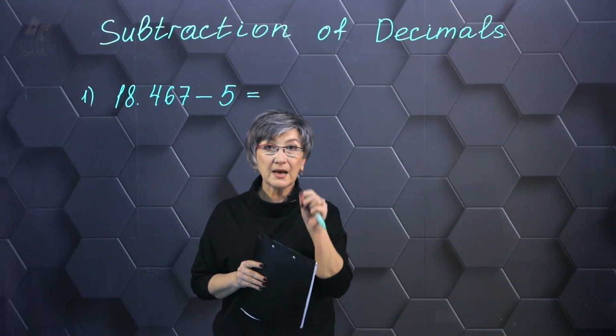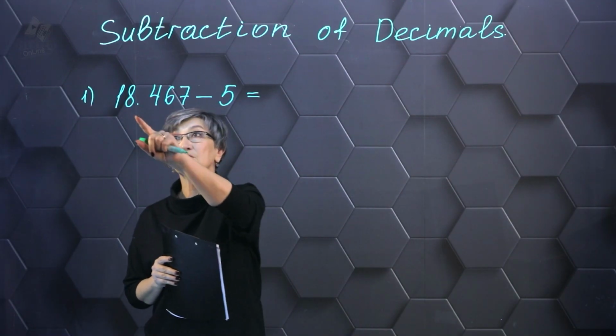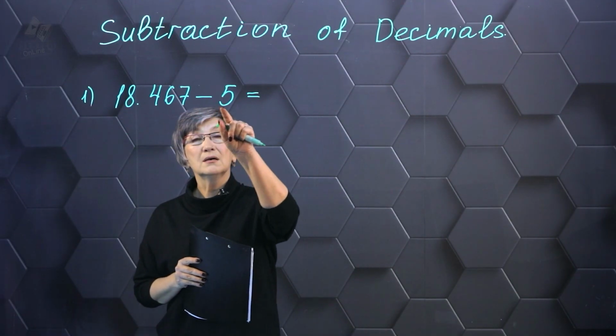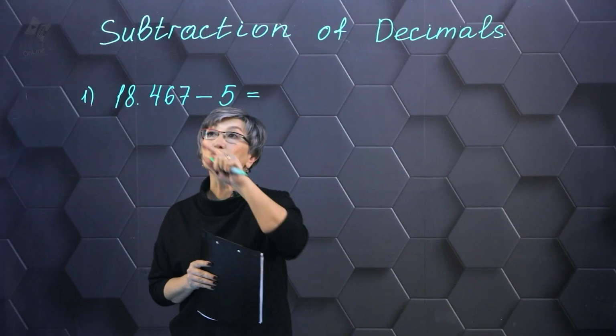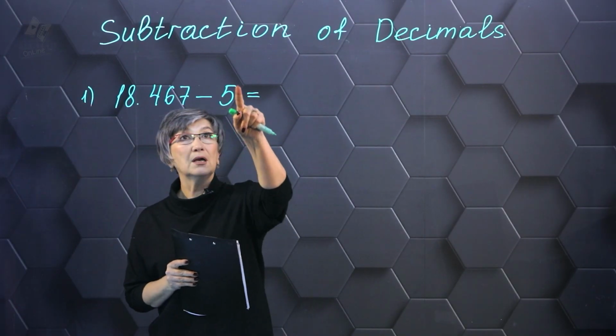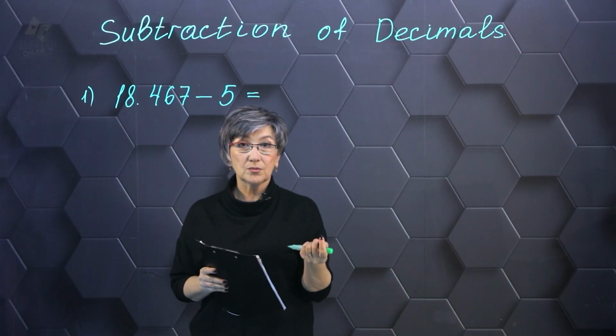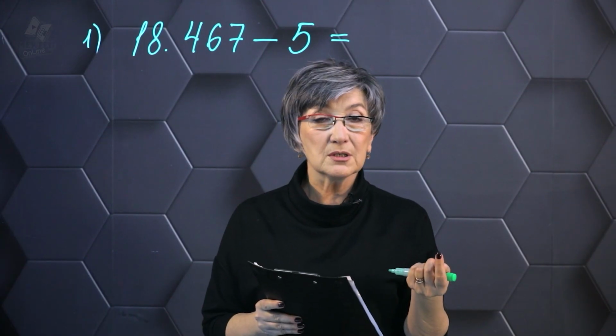You and I know the rule for subtracting decimal fractional numbers. To do that, we need to write the whole part under the whole part, point under point. But the thing is, I don't see a decimal part in the number 5. What do we do in this case?